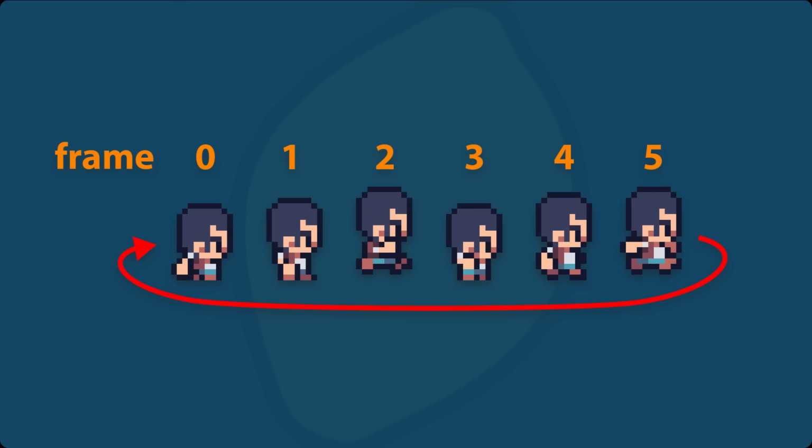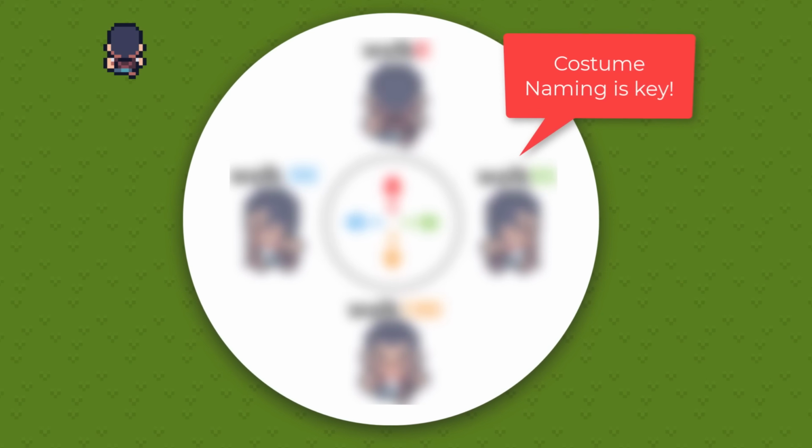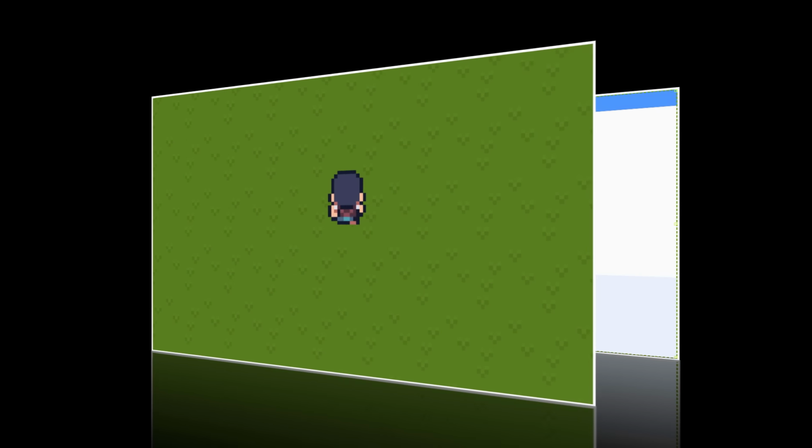And finally, we'll add in that lovely player animation, getting things looking really pro. Costume naming is key, so make sure to stick around until the end of the video to learn my clean and concise coding tricks. Are you ready for this? I know I am. Guys, let's get scratching.